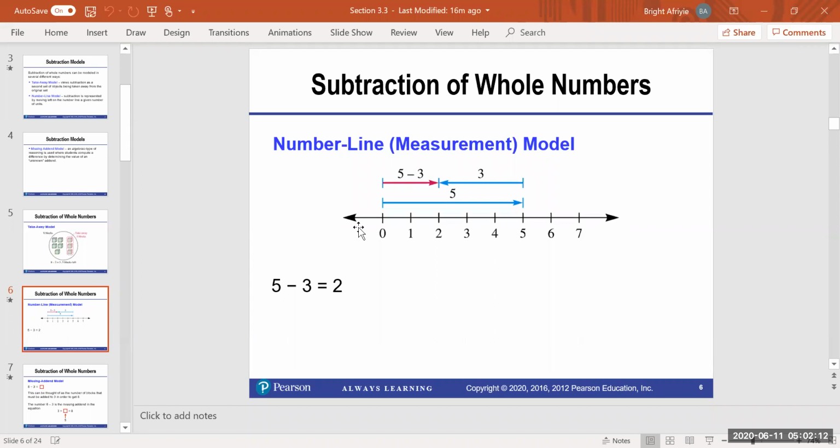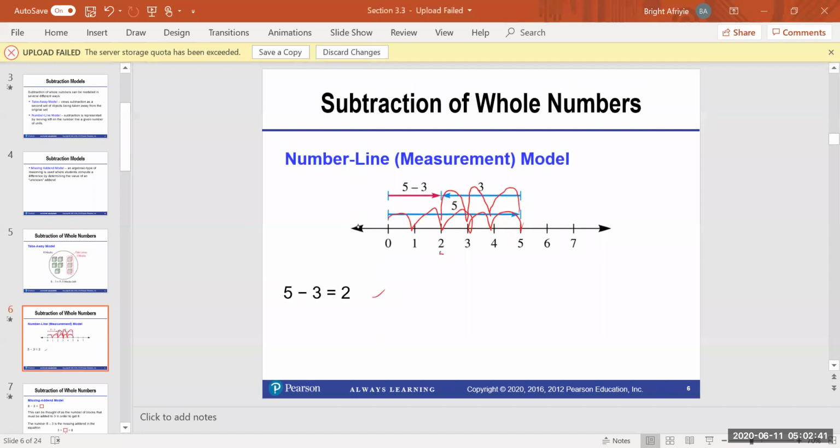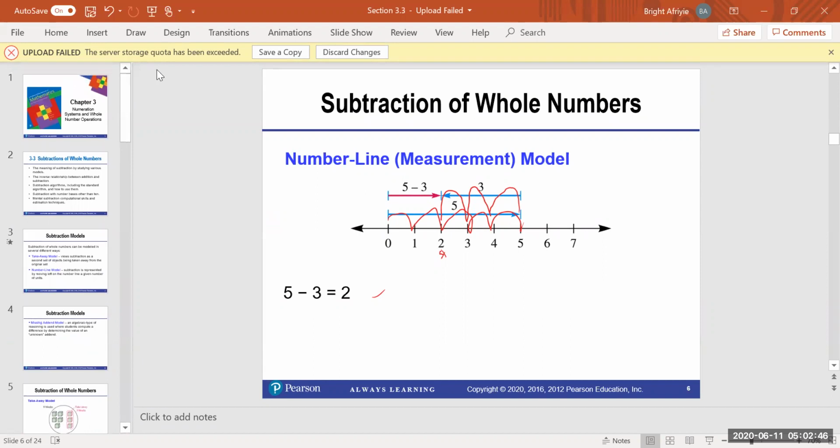Now the number line model. When we looked at the addition model, I said that when you move to the right, you are adding, and when you move towards the left, you subtract. So we have 5 minus 3. We move 5 times to our right: 1, 2, 3, 4, 5, and then we move backwards: 1, 2, and 3. That should give us 2. So we have 2 right there, and that's how the number line model works.